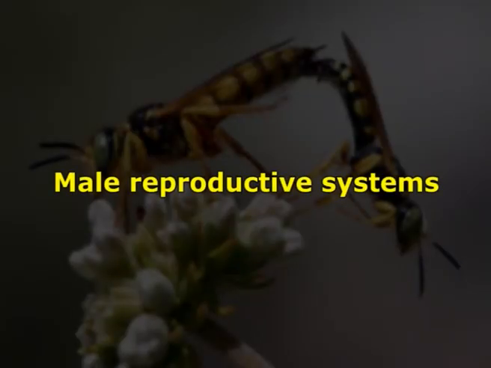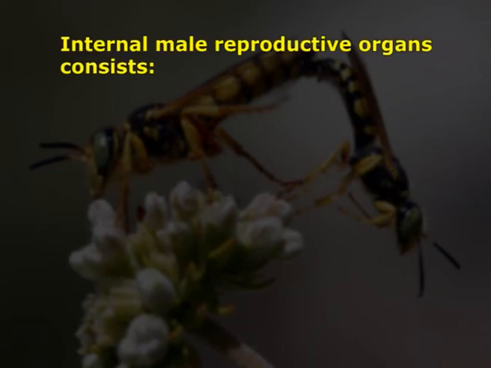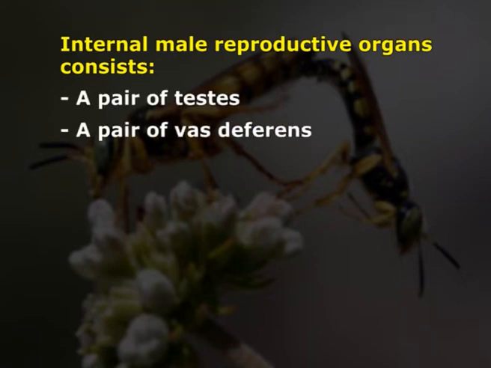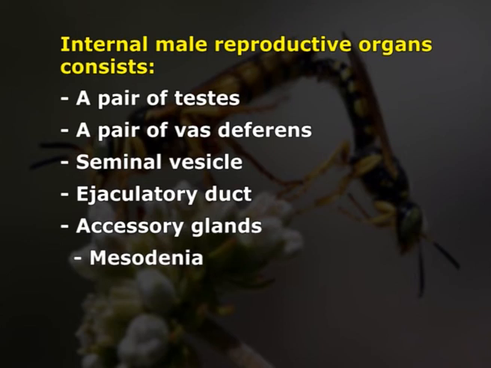Male reproductive system. Structure and modifications. The internal male reproductive organs consist of a pair of testes, a pair of vas deferens, seminal vesicle, ejaculatory duct, accessory glands, mesadenia, ectadenia, and genitalia.